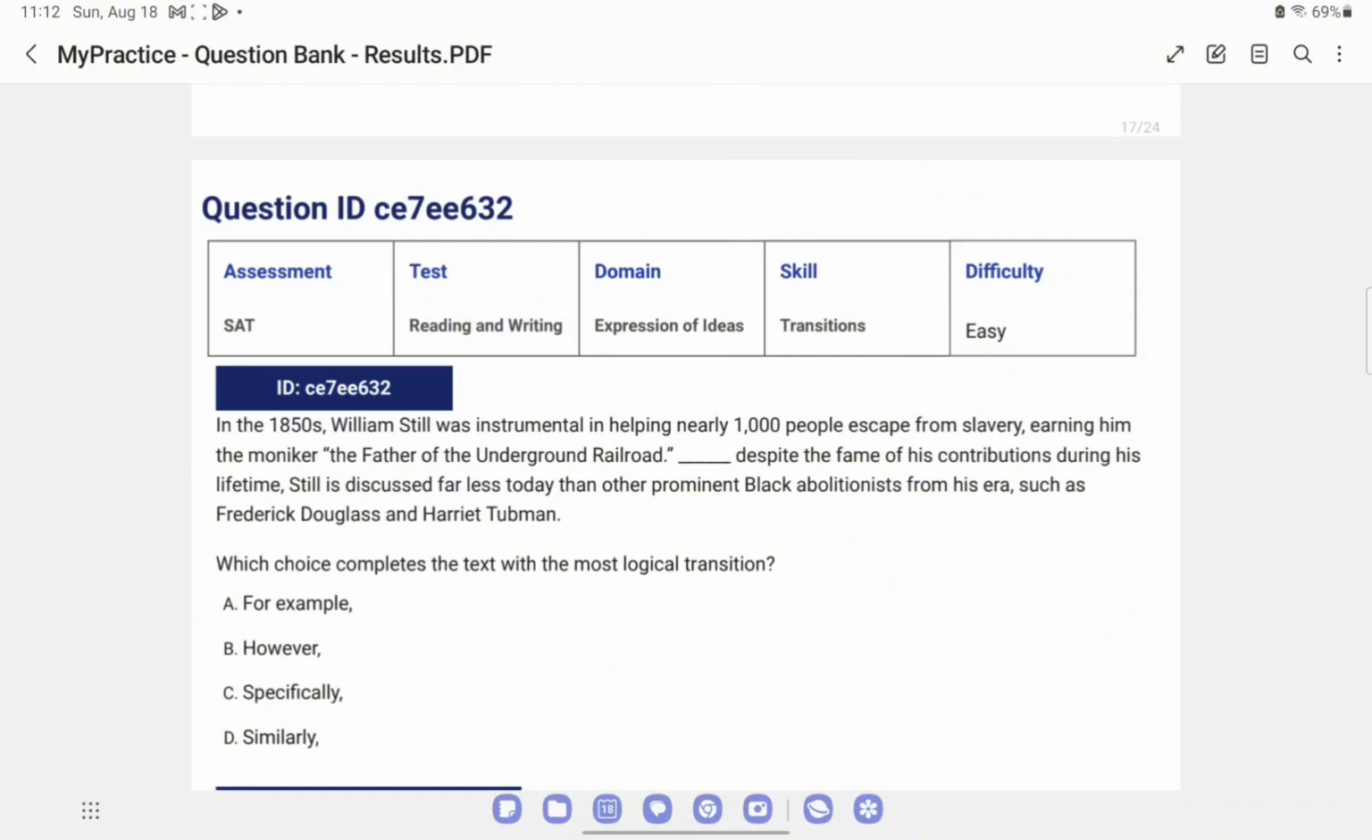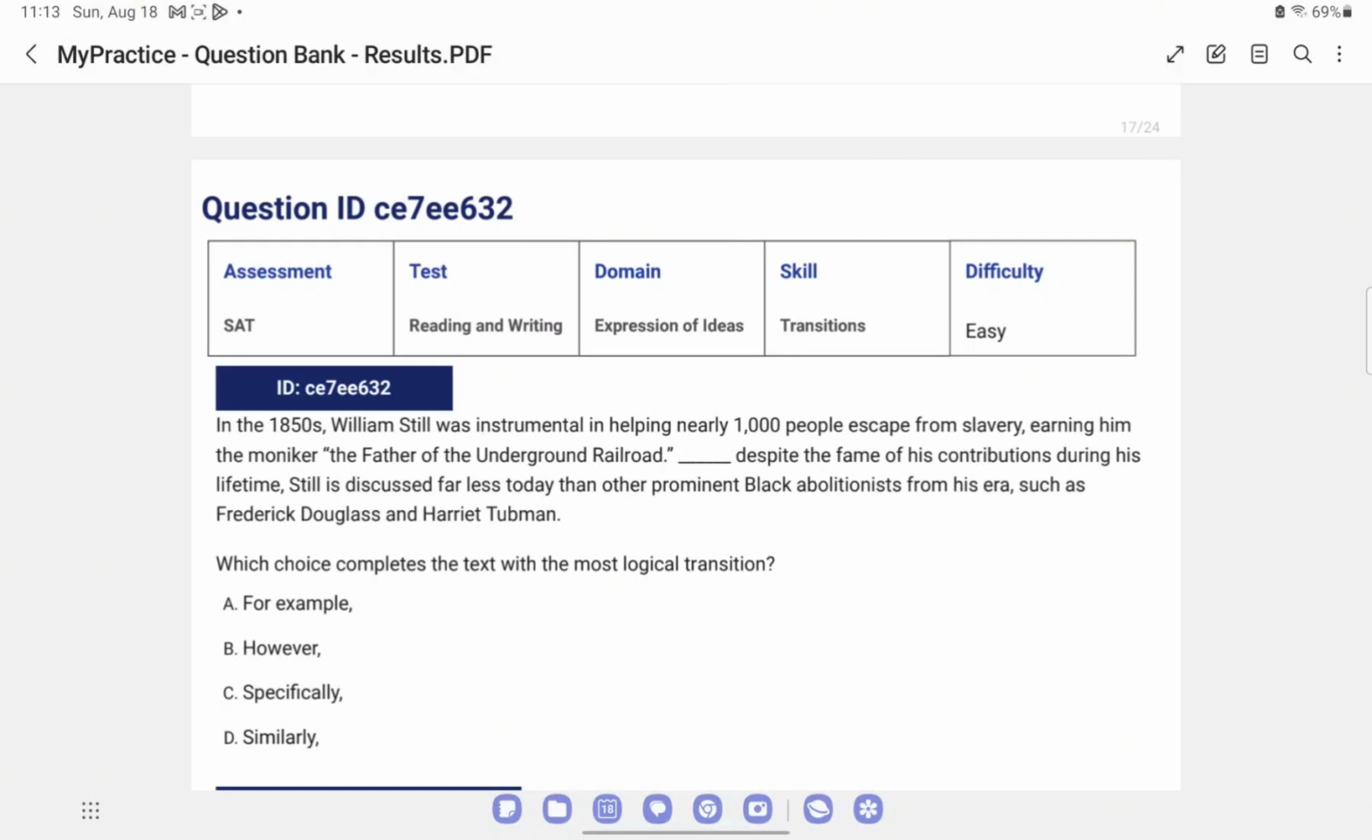Okay. In the 1850s, William Still was instrumental in helping nearly 1,000 people escape from slavery. Blank, despite the fame of his contributions during his lifetime, Still is discussed less than other Black abolitionists from his era, such as Frederick Douglass and Harriet Tubman. Okay, so it's saying that even though he helped so many people, he's still not given as much credit.